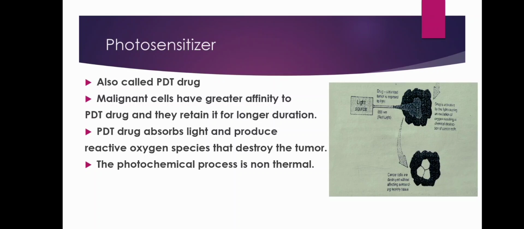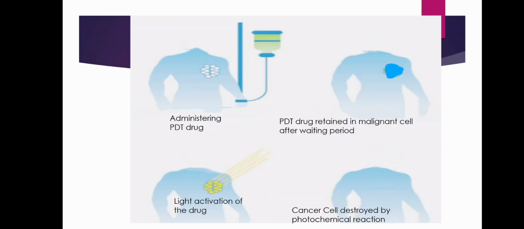So then when we apply the light, there will be certain photochemical reactions in the malignant cells in which there are the photosensitizers. So that will lead to the destruction of the tumor, and these photochemical reactions are non-thermal, and therefore there won't be any heating, and it will not damage the surrounding normal cells.